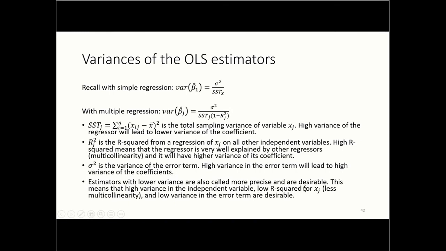So to summarize this, estimators that have lower variance are also called more precise. They're desirable. So that would mean high variance in the independent variable, low R squared for xj, so less multicollinearity, and low variance of the error term would be desirable. Again, overall, this is the formula for the variance of the coefficients, and it depends on the variance of the error term, the variance of the regressor, and this R squared j, which shows how this variable j is explained by the other regressors.